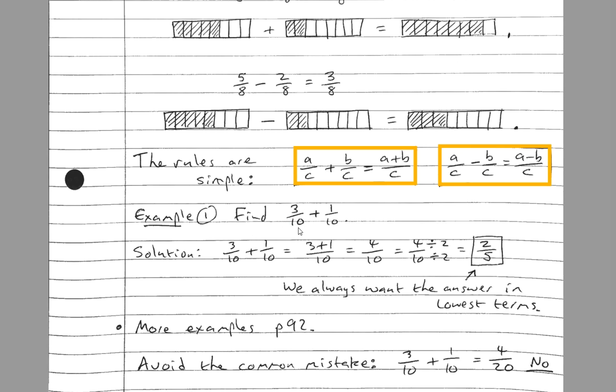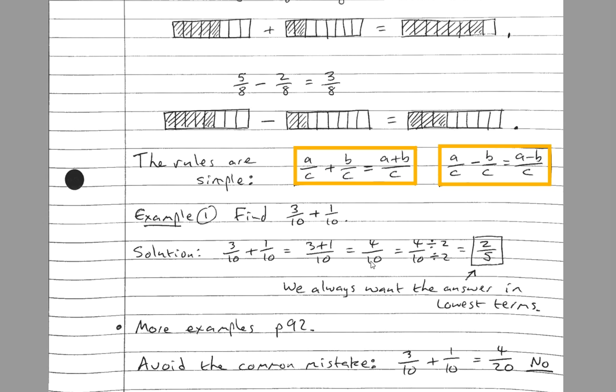Example 1. Here we have tenths: 3/10 plus 1/10. So here C is 10. We get 4/10. This is an answer, but we're always expected to simplify any fractions we get. So reduce this. There's a common factor 2.